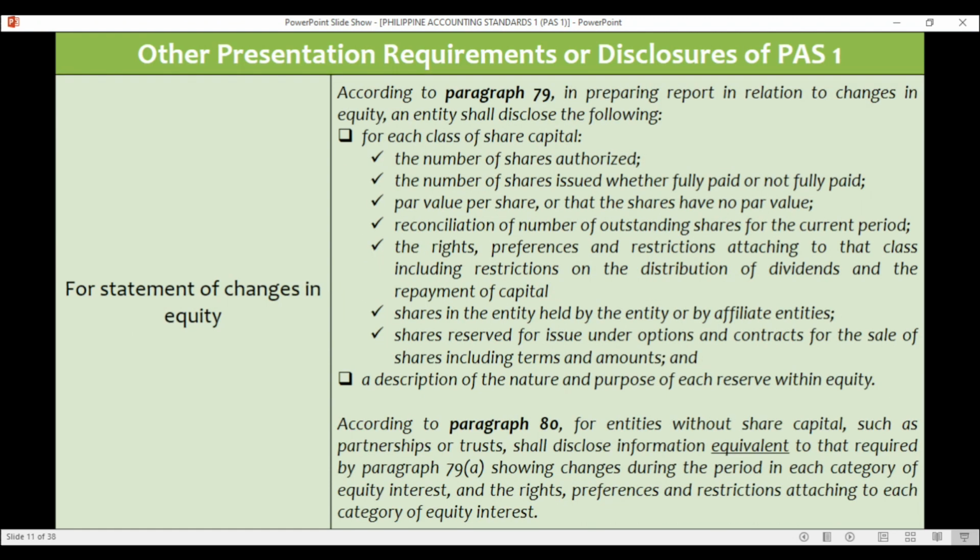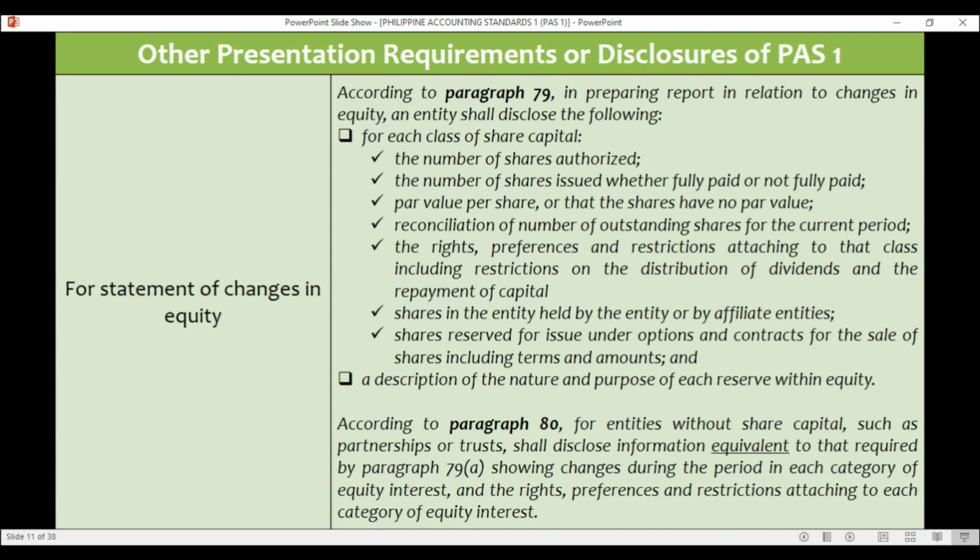For statement of changes in equity, according to paragraph 79, in preparing report in relation to changes in equity, the entity shall disclose the following. For each class of share capital, meaning applicable to either preference or ordinary shares, the entity shall disclose the number of shares authorized. Meaning, kung magkano yung inauthorized na pwedeng i-issue na shares ng isang company.